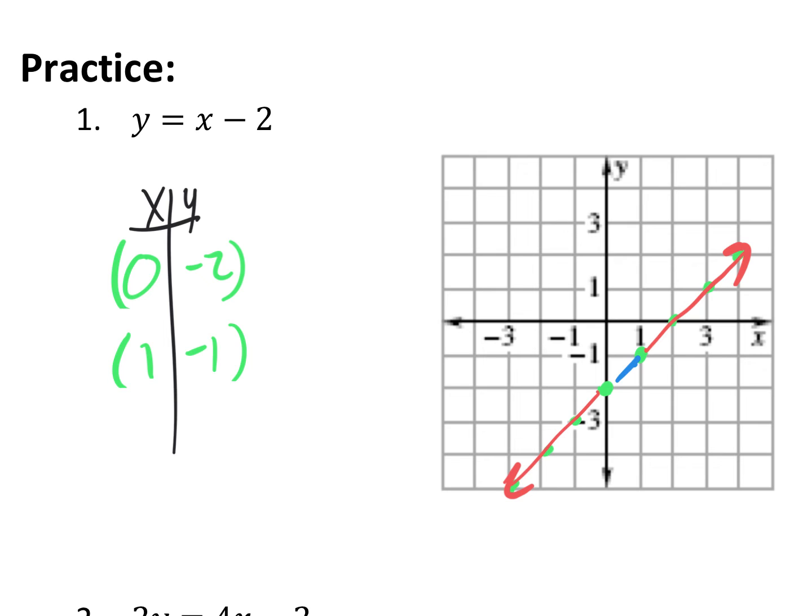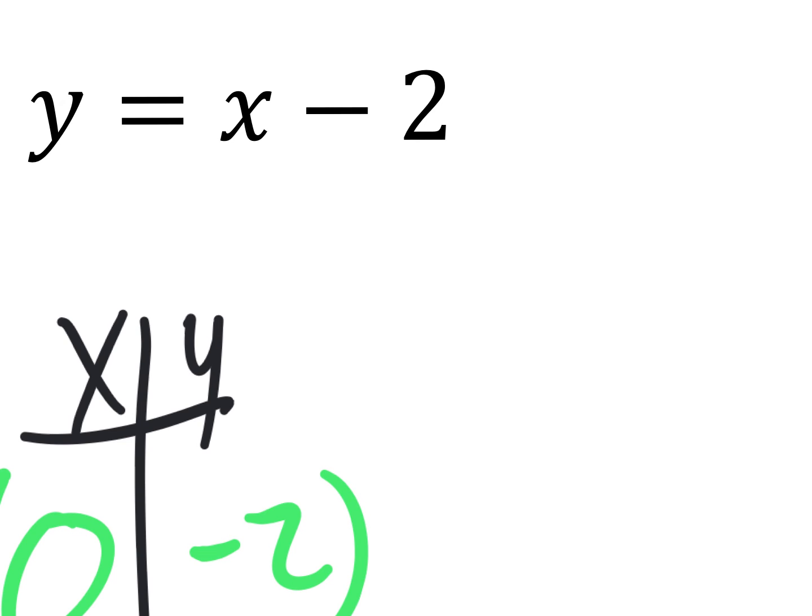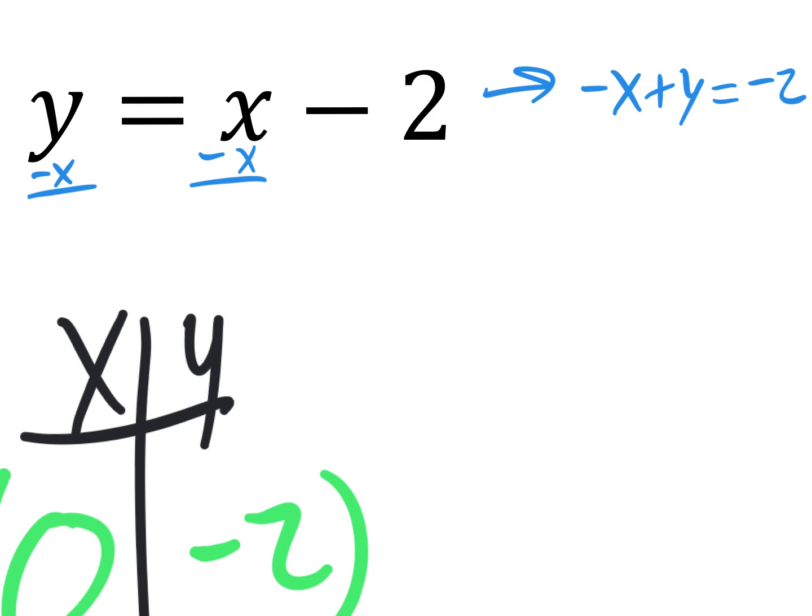If this would have been in standard form, I would have gone with X and Y intercepts. Now, technically, I could, if I wanted to, change this to standard form. Let's actually zoom in on this, and I'm just going to change it to standard form. Check it out. I'm going to subtract X, and I'm going to rewrite this whole thing. It's going to say negative X plus Y equals negative 2. Does everybody understand what I just did right there? Just for funsies, I'm changing it to standard form.